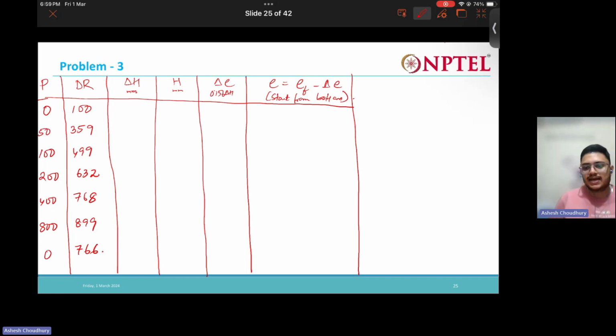Now you have to fill the delta H, that is the change in height. Initially, the dial gauge reading when load is 0 is 100. So 259, the dial gauge reading is changing, so minus 2.59. Reducing, right? That's why I am putting a minus sign. Height is reducing. 359 to 499, how much is it changing? By 140, which means 1.40.